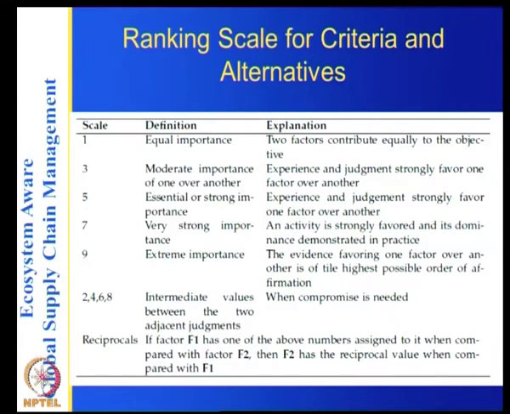So when we are talking of weights, the scale is: if the two factors contribute equally to an objective, then you call them 1. You give 3 for moderate importance, where experience and judgment strongly favor one factor over the other. And 5 is essential or strong importance.